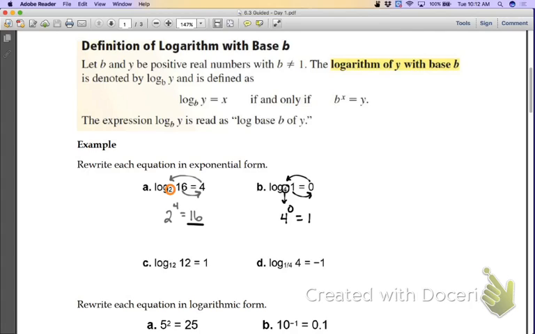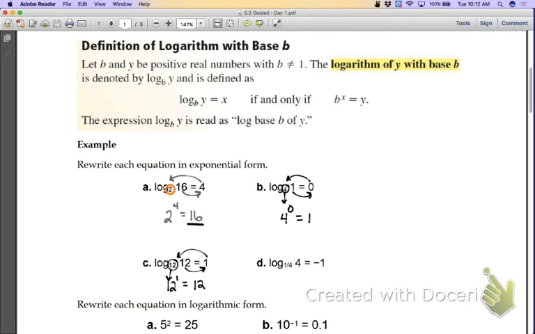Same way on C. What's C going to look like? How am I going to rewrite log base 12 of 12 equal to 1 as an exponential function, or as an exponent? 12 to the first power equals 12. All we did was just drop that 12. We brought the 1 over, and we sent the 12 over to the other side.